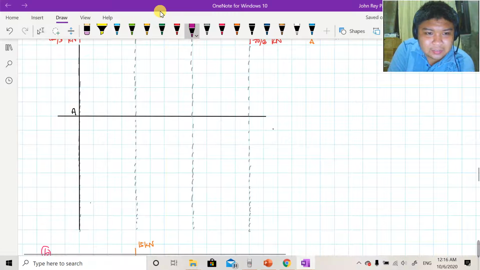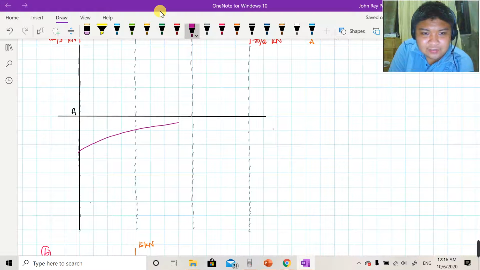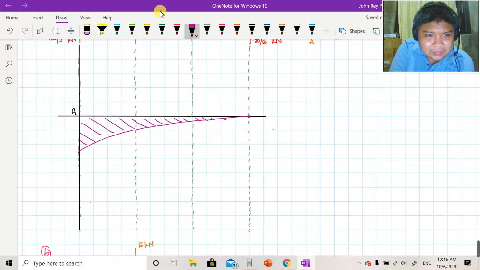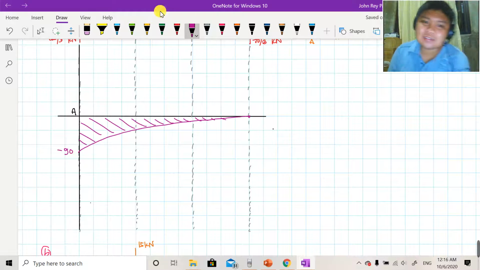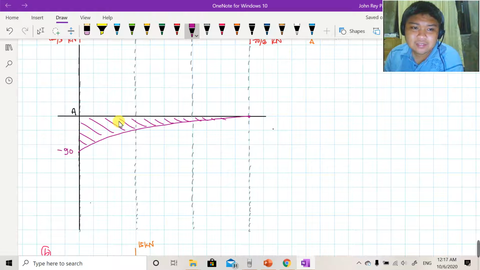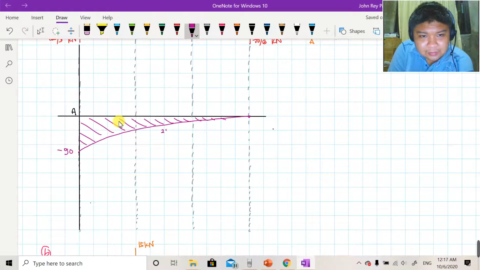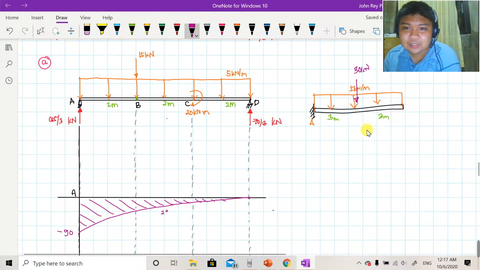So, drawing natin as, of course, this is a spandrel of the parabola. Do not forget that this will be a spandrel of the parabola. So, sige, lagay natin as negative 90. Ayan. So, na-drawing na natin siya. Ilagay ko rin pala na second degree to. That is very important. Okay? So, I hope that is clear.